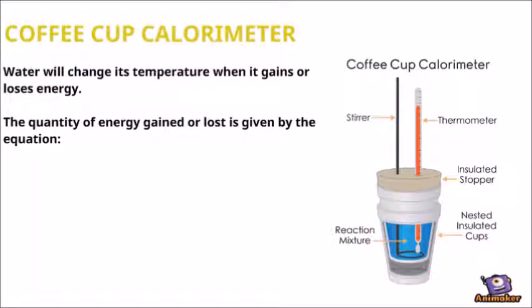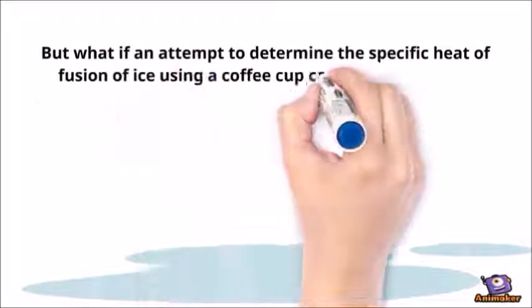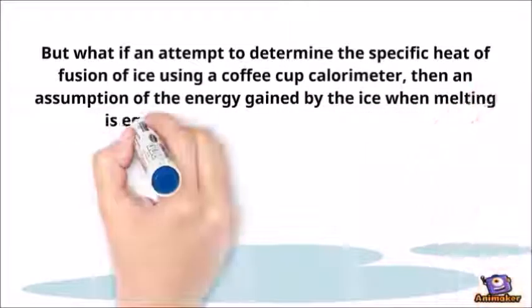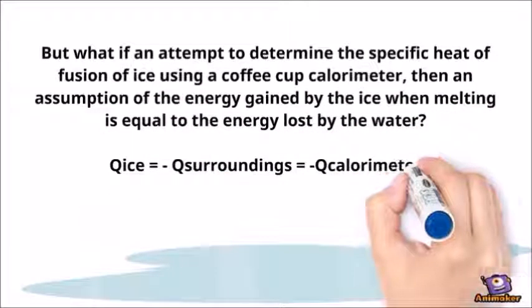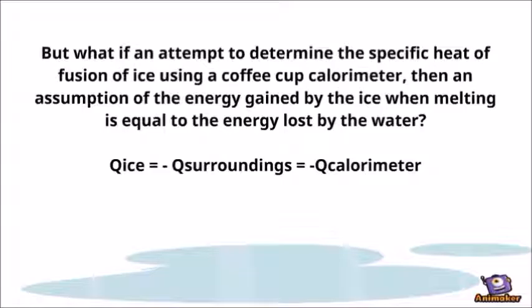Water will change its temperature when it gains or loses energy. The quantity of energy gained or lost is given by the equation heat of water is equal to mass of water times specific heat of water times change in temperature of water. But what if we attempt to determine the heat of fusion of ice using a coffee cup calorimeter? Then we assume the energy gained by the ice when melting is equal to the energy lost by the water. Heat of ice is equal to the negative heat of surroundings, which is also equal to negative heat of calorimeter.